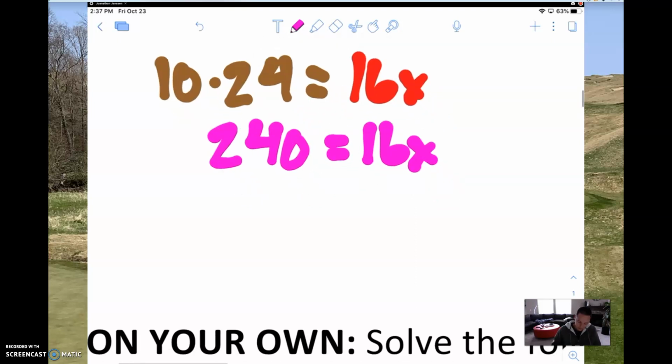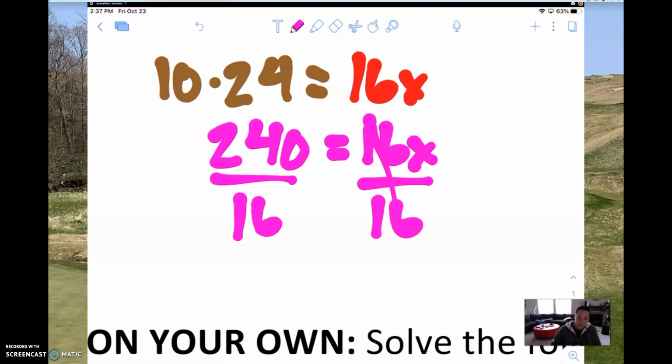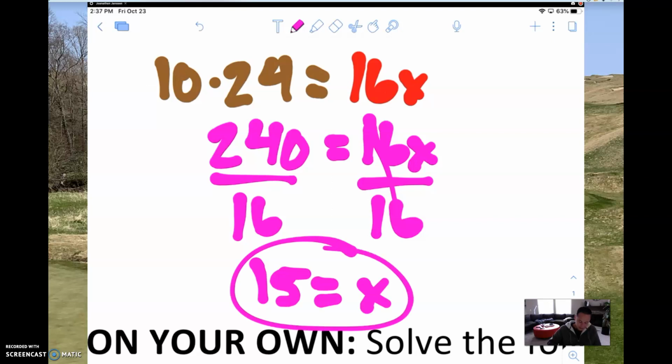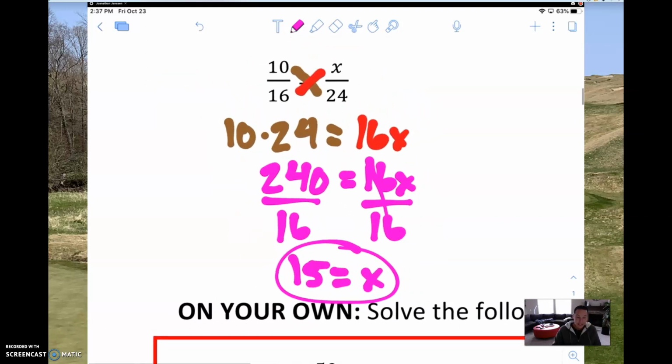And then to solve, you can just divide by 16, divide by 16. The 16s go away. And if you take 240 divided by 16, you should get, I think, 15. And 15 would be your answer. So 10 over 16 is equal to 15 over 24.